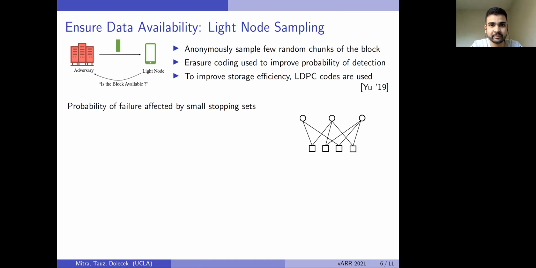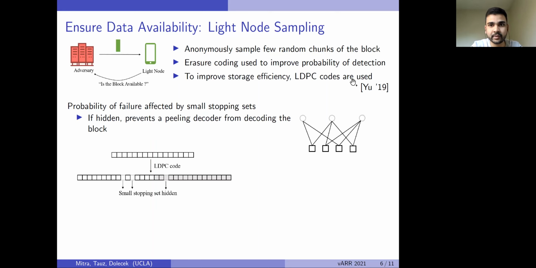However, LDPC codes have problems, and the problem is the existence of certain structures in the Tanner graph of the LDPC code, which are called stopping sets. Let me explain what the operational meaning of these stopping sets is. If the variable nodes corresponding to the stopping sets of this LDPC code are hidden, that would prevent a full node that uses a peeling decoder from decoding the original block.